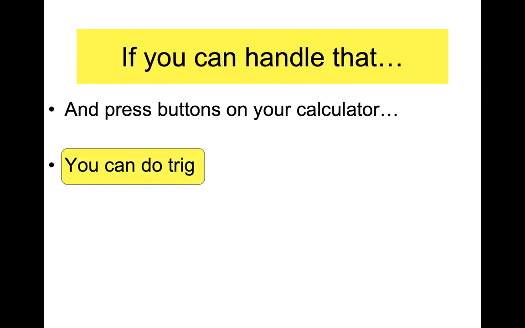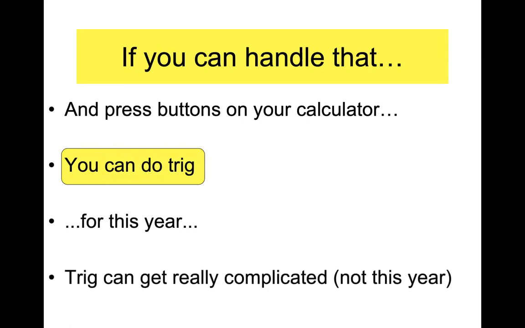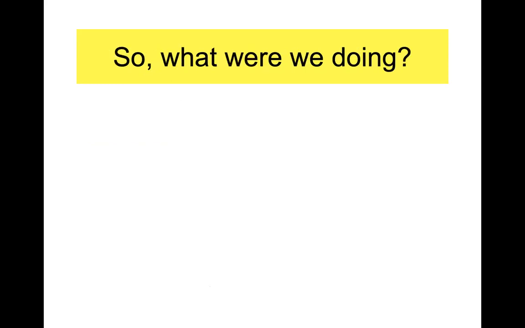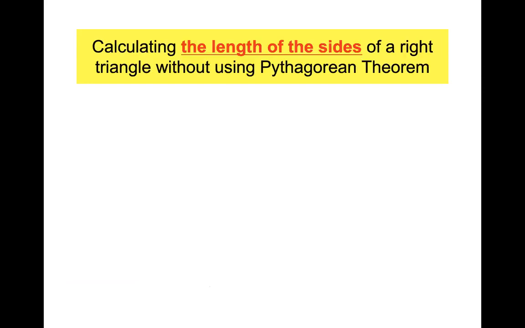All right, so if you can label a right triangle with opposite and adjacent sides and hypotenuse, and you can punch some buttons on your calculator, you can do trig. All right, for this year at least. Trig can get really complicated, just not this year. So what were we doing? We were going to be measuring unknown sides and unknown angles. So we'll start off with one of those.